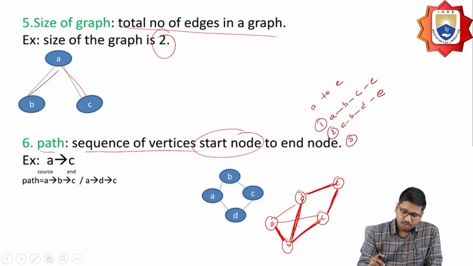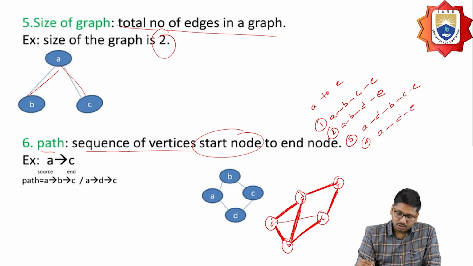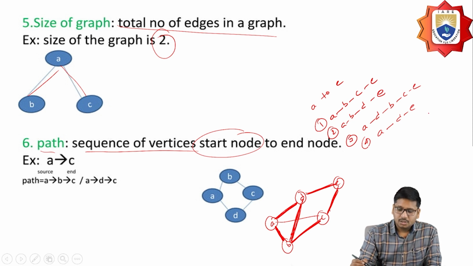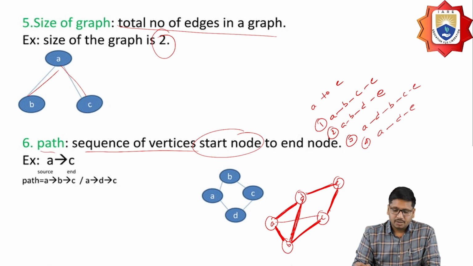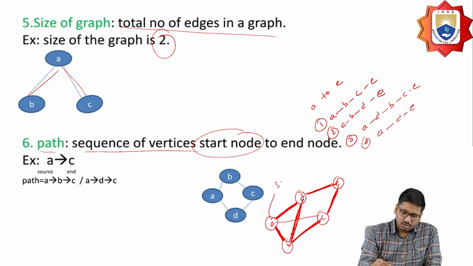And the third one I can write as A to D, D to B, B to C and C to E. And another thing, A to D and D to E is another path. So these are the paths where I can reach from the source A to the destination E.